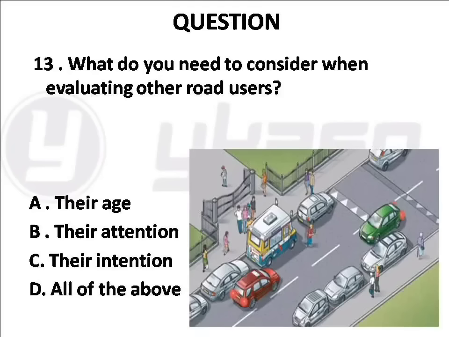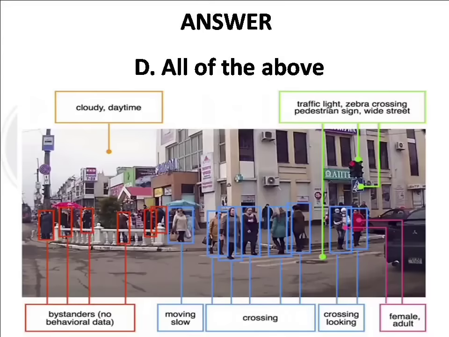Question number 13. What do you need to consider when evaluating other road users? The options are: A, their age; B, their attention; C, their intention; D, all of the above. The answer is option D, all of the above.